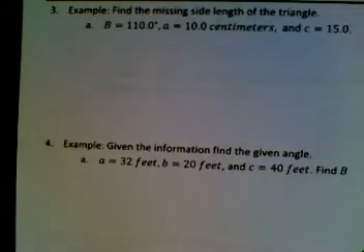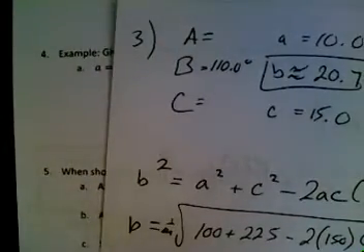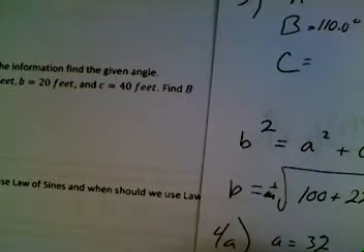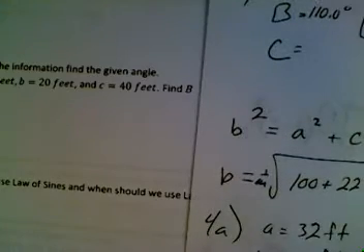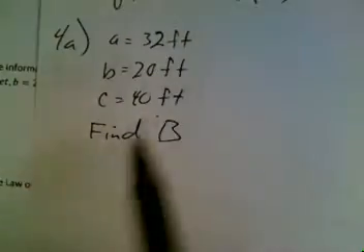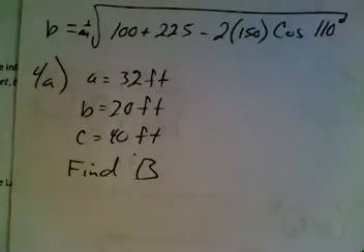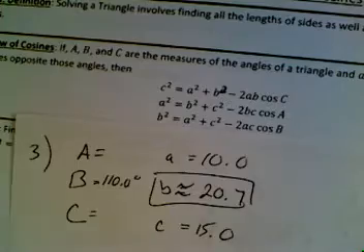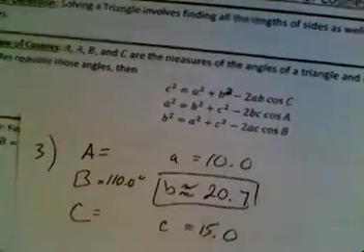We're going to go ahead and do number 4 as well. Now 4A, on the other hand, says given this information, find the given angle. So it gave me a is 32 feet, b is 20 feet, c is 40 feet, and it wants me to find B. I wrote it all over here, it gave me all this information and told me to find B. Well, which formula would I be using here? If I'm trying to find B, I'm going to use the law of cosines one that contains B as the angle.